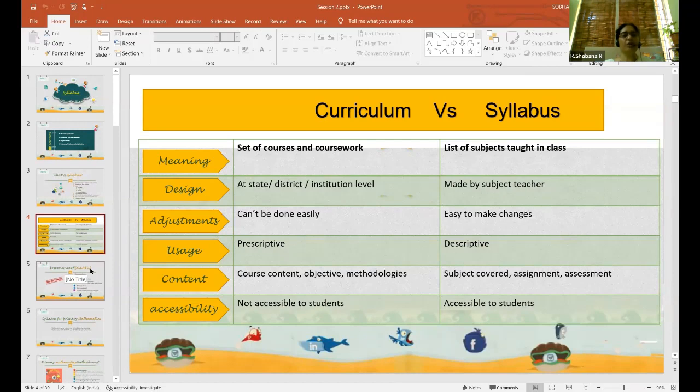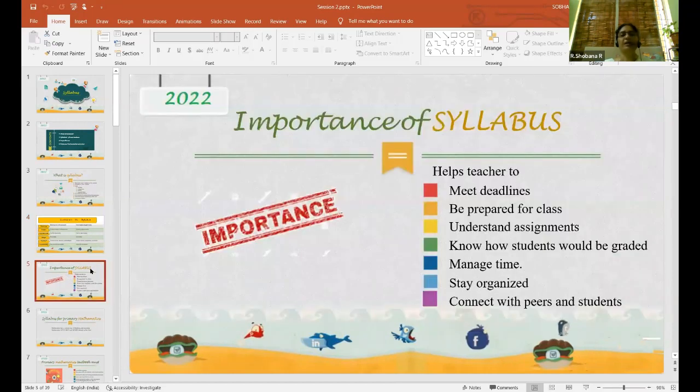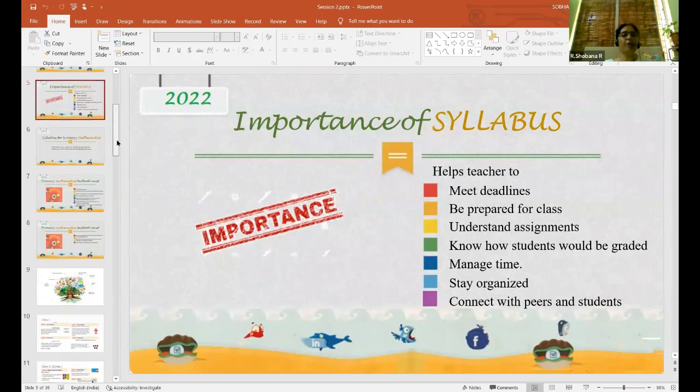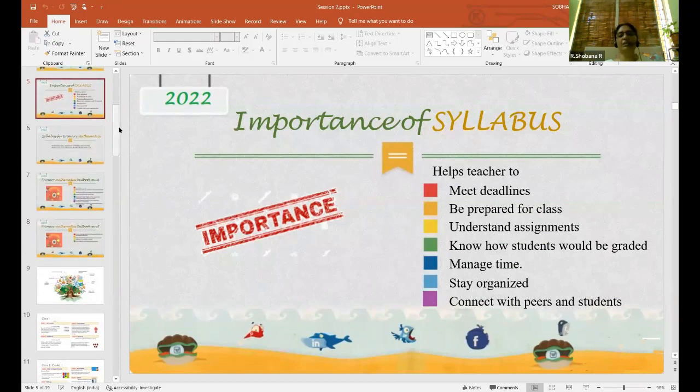Yes, ma'am. So we'll go to the next point. Now, why is it that we as teachers should have something called a syllabus? Why is it important that we know the syllabus earlier? All these points are obvious, but we will give a quick reading. Importance of syllabus: it helps the teachers to meet deadlines.